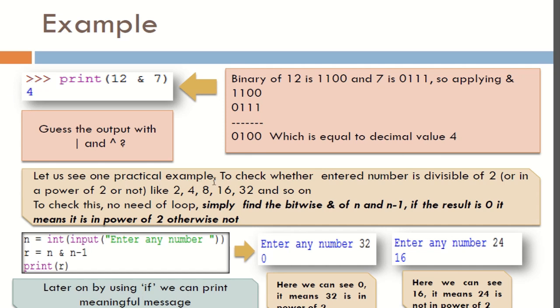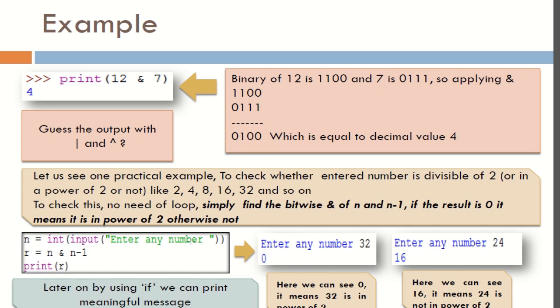So let us see one practical example to check whether the entered number is divisible by 2 or not, or a power of 2, like 2, 4, 8 and so on. Okay, so find the bitwise AND of n and n minus 1. If the result is 0, it means it is a power of 2, otherwise not.